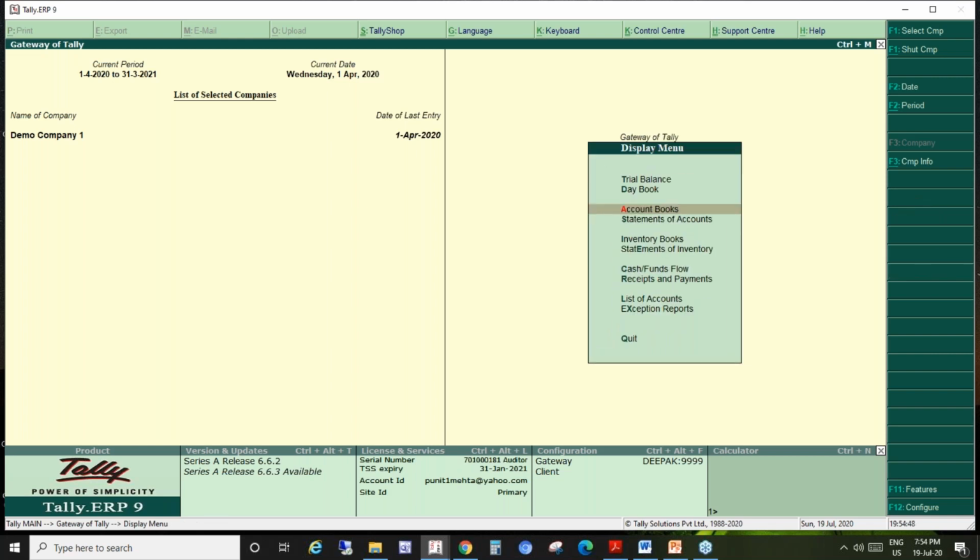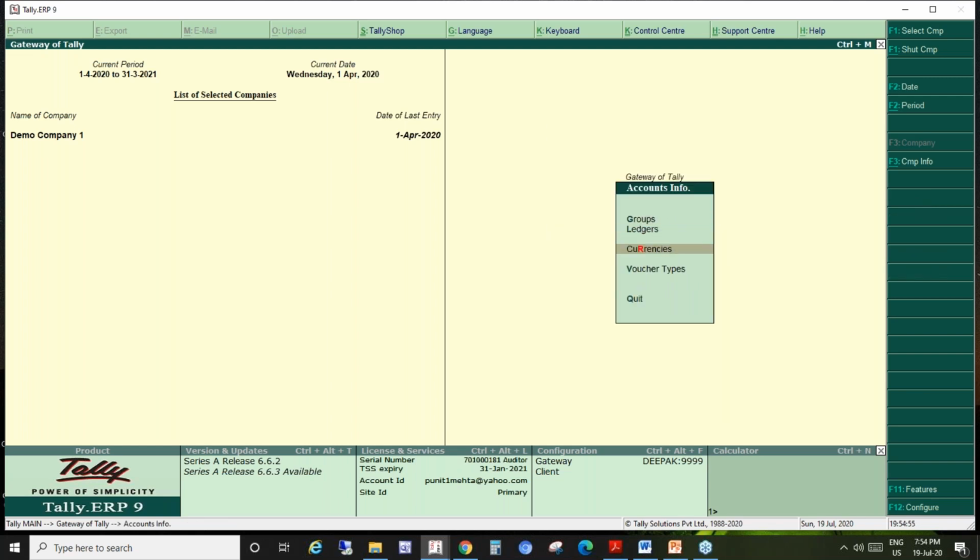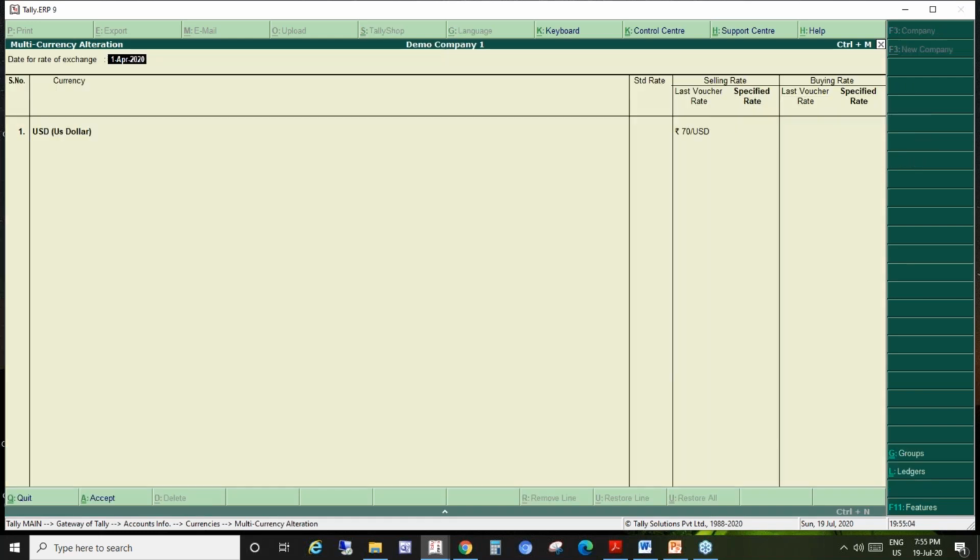Okay, now let me come back to the masters once again. That is accounts info, currencies, the rates of exchange field. See, the last voucher rate, there is no specified rate which is coming because we have not specified anything. Okay, specified selling rate and specified buying rate or the standard rate.